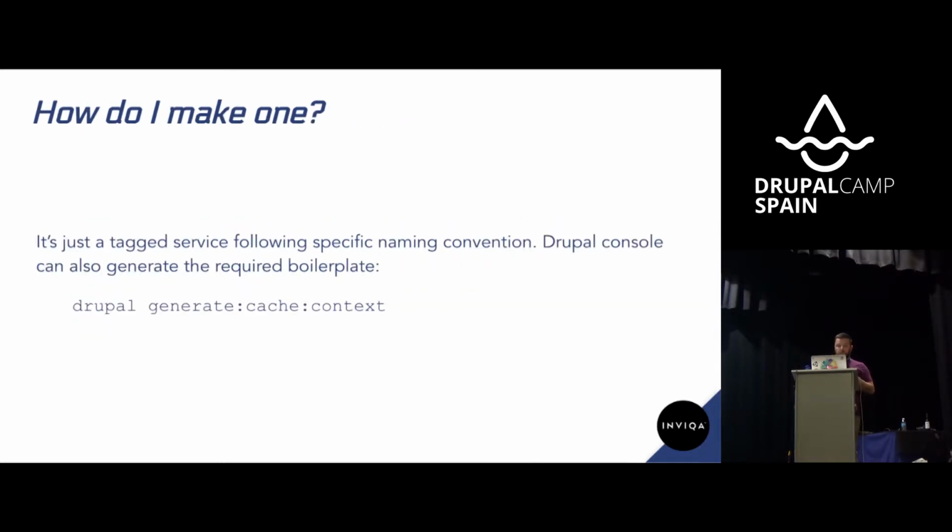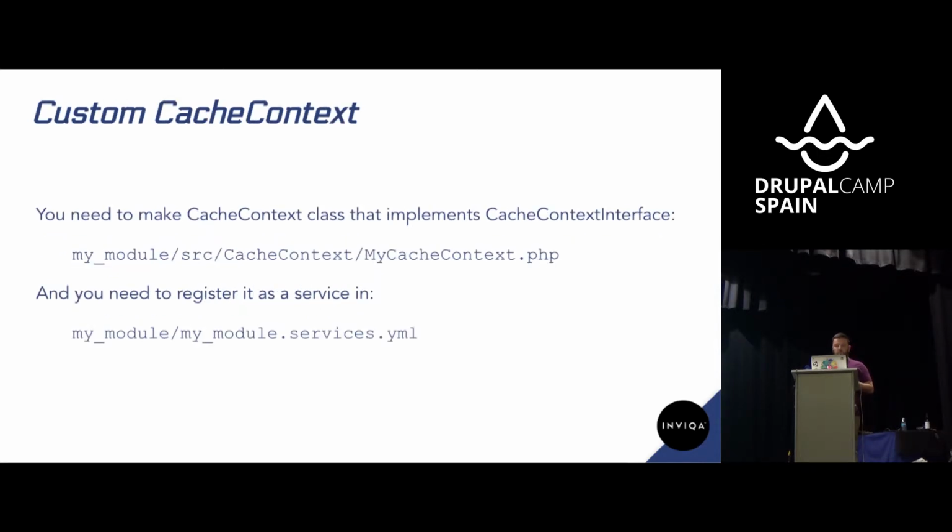So if you want to make one yourself for your custom module, the easiest way is probably to use Drupal Console. You can use the drupal generate:cache:context command, or drupal gcc, and it will create a boilerplate of two files. One of them will be your main cache context class that will implement the cache context interface, and then there's going to be a services definition for your module that will register your cache context.